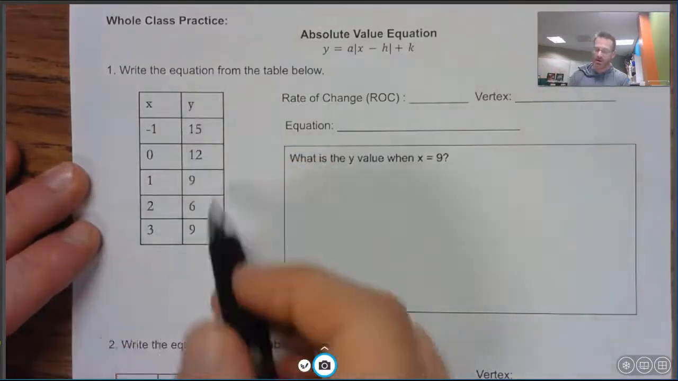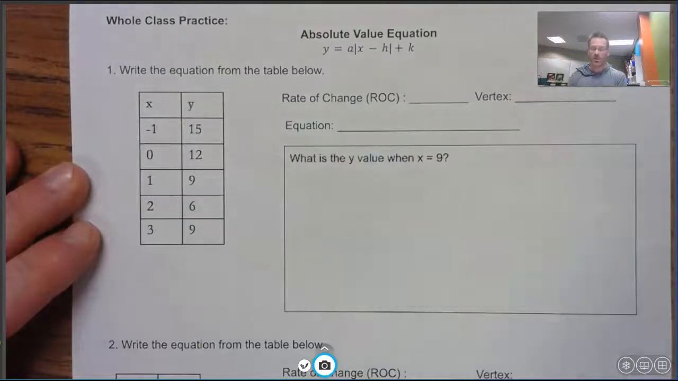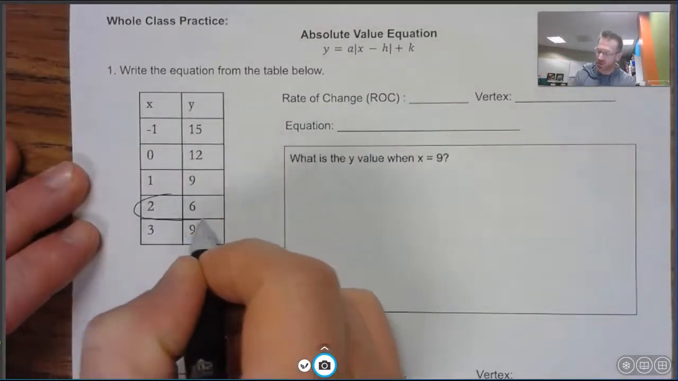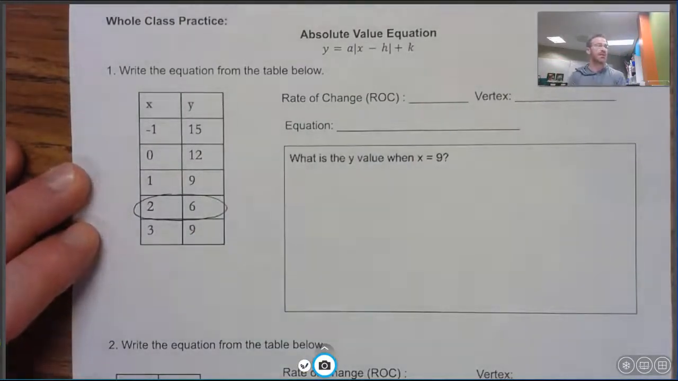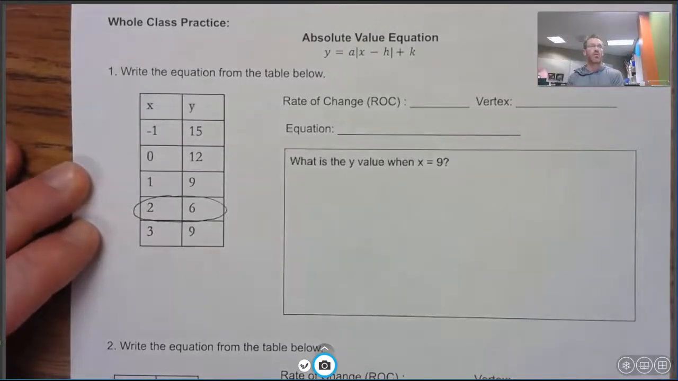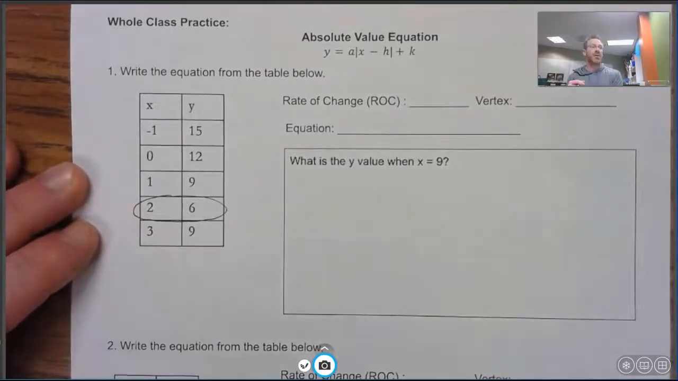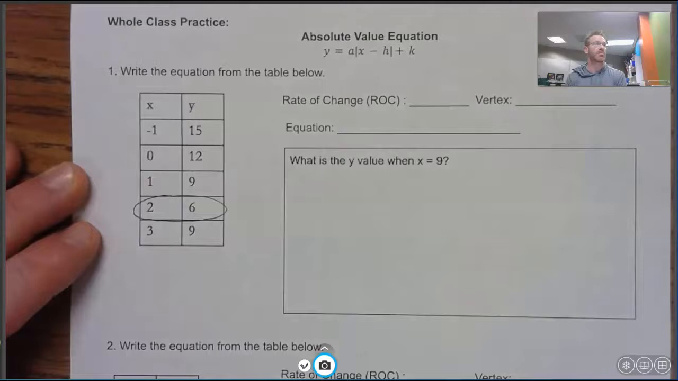So we always want to scan our table and see if we have a turning point. In this case, we do. We have the point 2, 6. Because I have a turning point, it's either absolute value or quadratic. So what I want to do now is jump in and look at those rates of change.